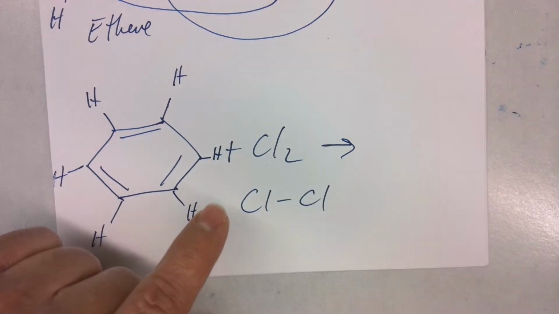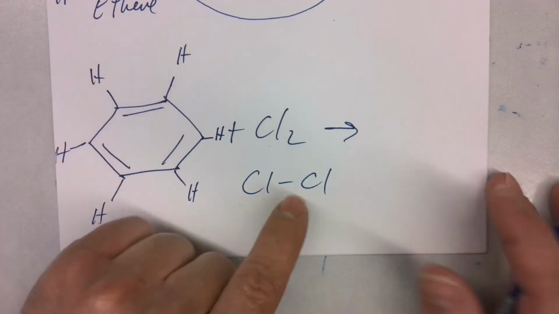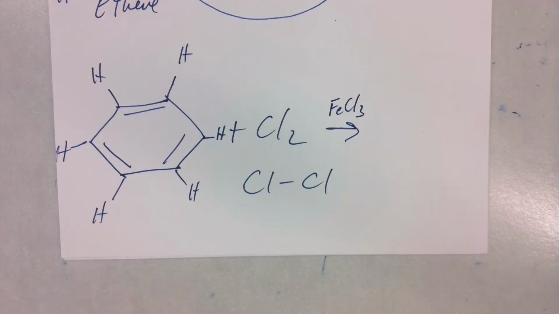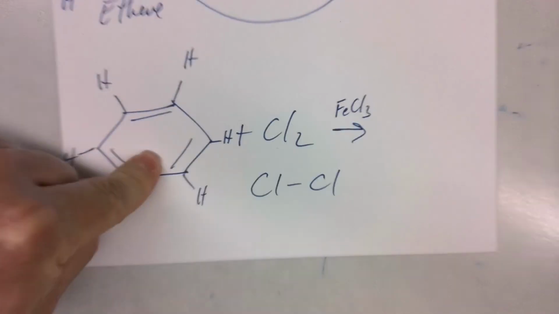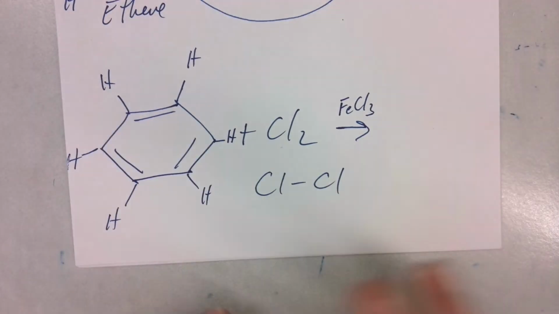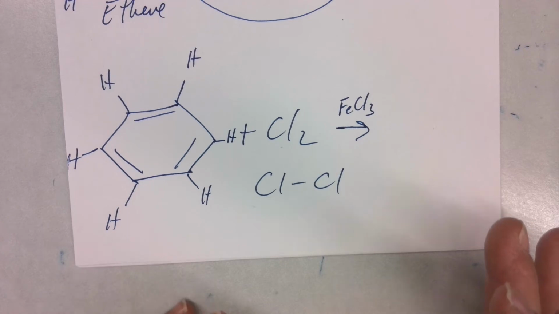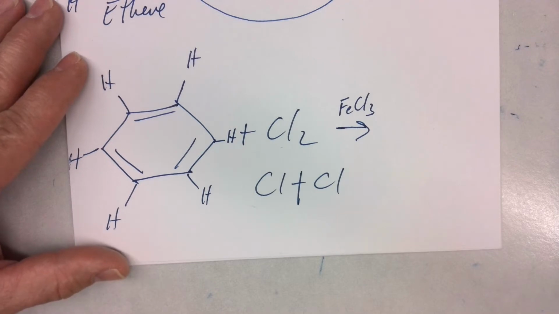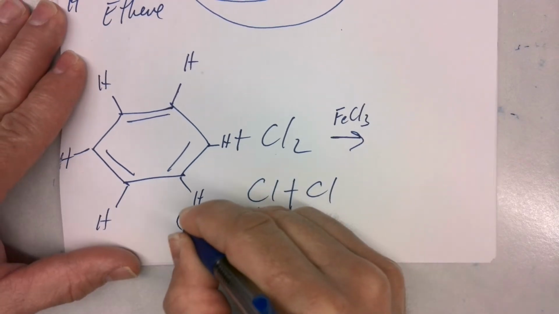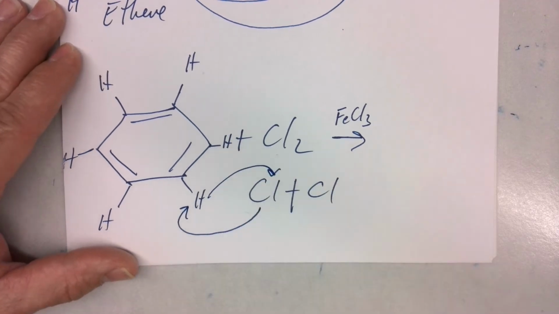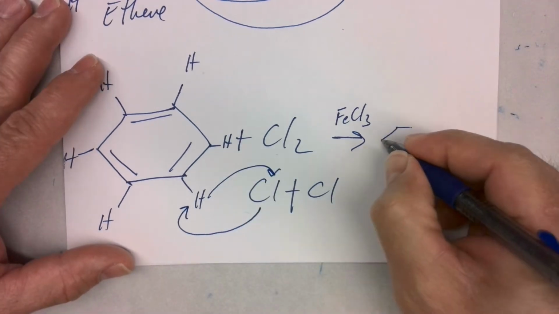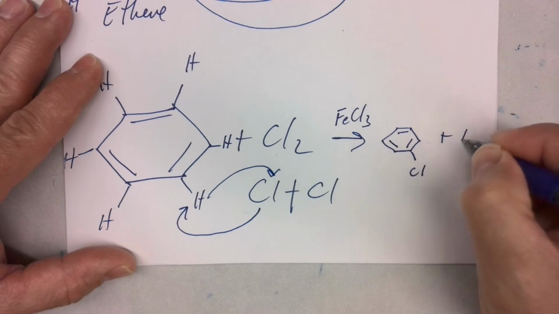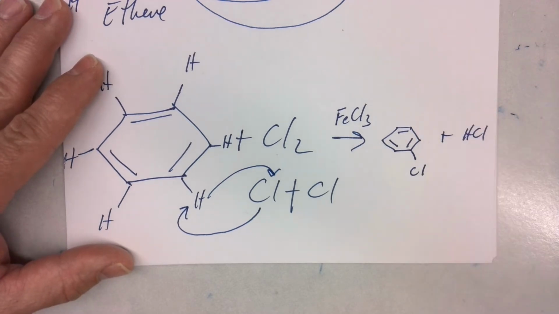What will happen is that this requires a catalyst. This requires FeCl3. An aromatic, so basically benzene plus Cl2, and this is the only one this works with. I'm going to take this, it's going to break, and one of them is going to replace that H. That H is going to be replaced, and I will end up with this. That's what you're going to get.